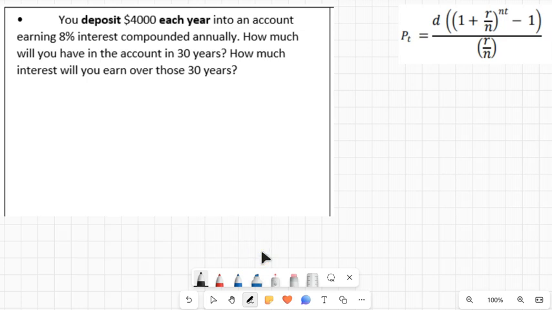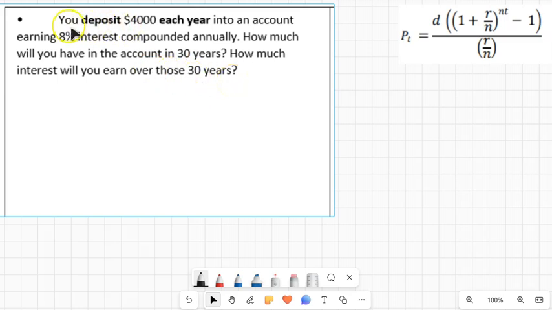All right, let's take a look at what it takes to find the total interest made. So you deposit $4,000 each year into an account earning 8% interest compounded annually. How much will you have in the account in 30 years? Second question, how much interest will you earn over those 30 years?